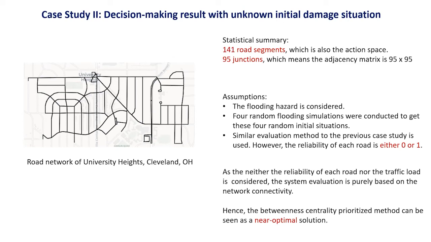Another assumption is that we consider the reliability of each road to be either 0 or 1. So basically, in this study, we only consider the connectivity of this network rather than other factors. With this assumption, we can think that the betweenness centrality prioritized method can be seen as a near optimal solution. So this method will be used as a benchmark of this case study.